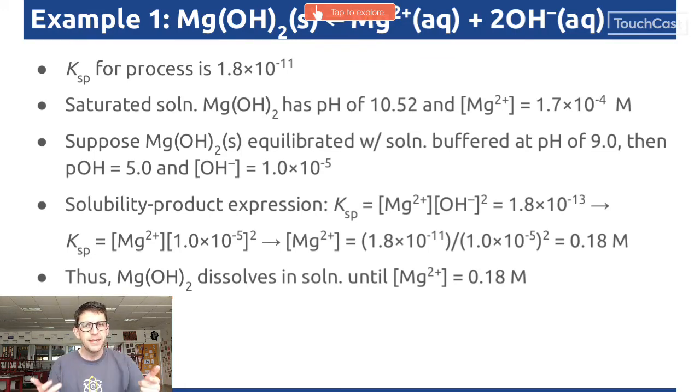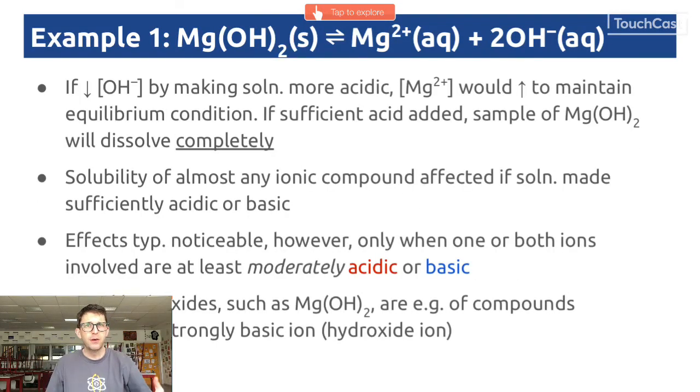Now, remember that pH is a logarithmic scale, right? So the difference between one value and another is actually 10 times more and not just one more, right? So we can see that this is a really drastic effect. Now, what does this mean? Let's talk about this another way. If we decrease the concentration of hydroxide ions by making the solution more acidic, right? We're going to add more protons, more hydrogen ions. Then the concentration of magnesium ions would increase to maintain that equilibrium condition.